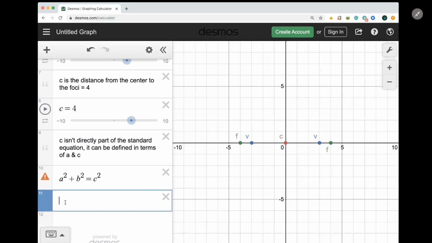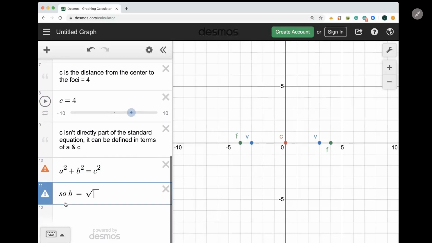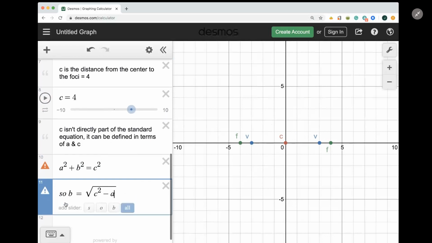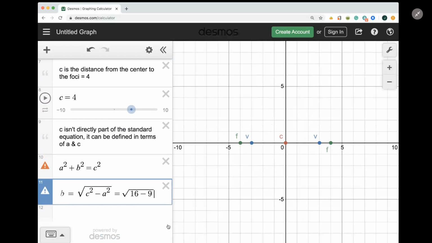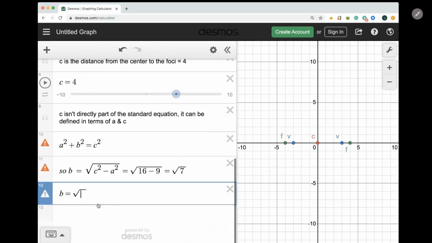And we can rearrange this to define b. So b is going to be equal to the square root of c squared minus a squared, which is going to be equal to the square root of 16 minus 9, which is going to be equal to the square root of 7. So now we know that b is equal to square root 7.